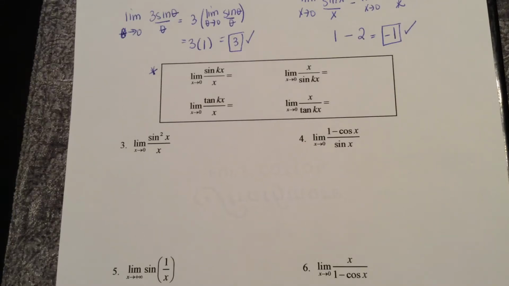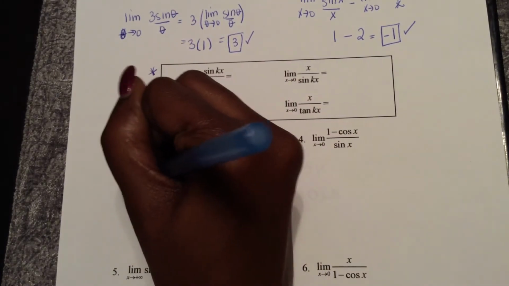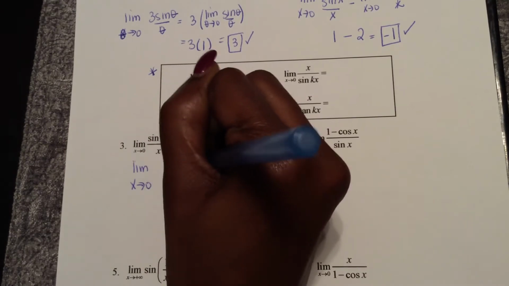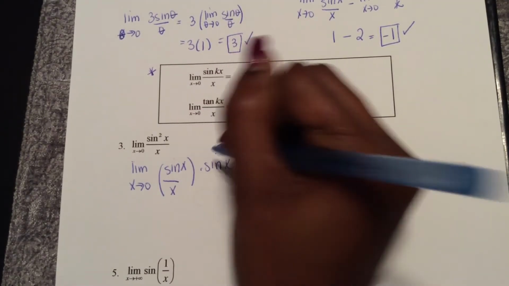All right, let's keep the fun going with more limits of trig functions. So, limit as x approaches 0 of sine squared x over x. So, once again, we can manipulate these limits. I'm going to rewrite this as the limit as x approaches 0 of sine x over x multiplied by sine x.